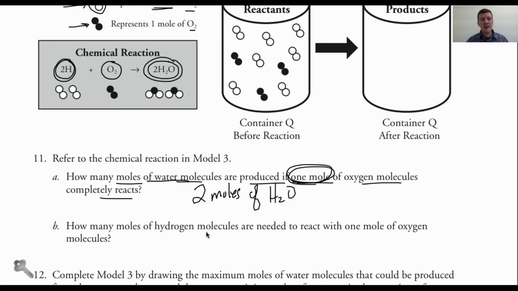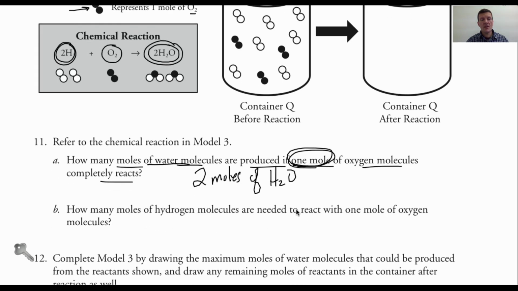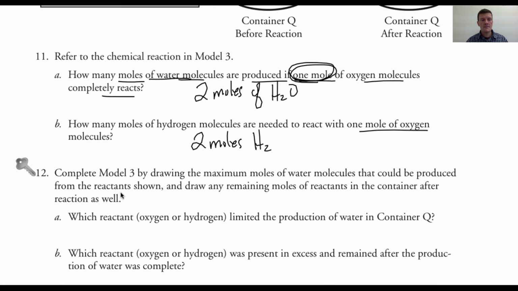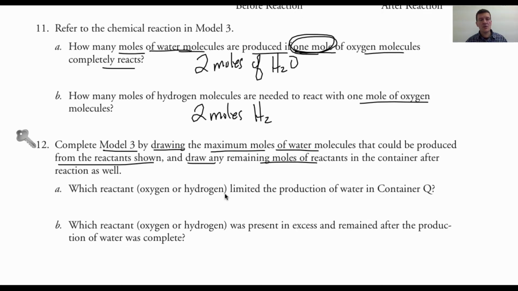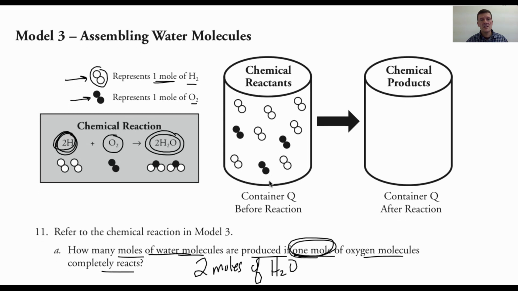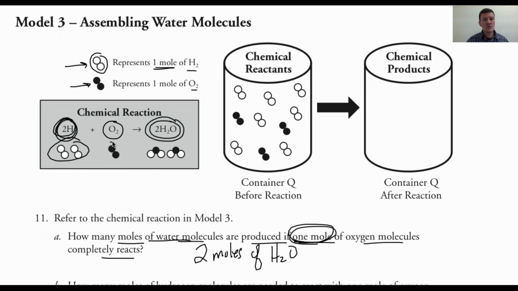How many moles of hydrogen molecules are needed to react with 1 mole of oxygen? So if you have 1 mole of oxygen, you need 2 moles of hydrogen. Okay, Model 3, let's see, we need to draw the maximum number of water molecules that can be produced from the reactants shown and draw any remaining moles of reactants in the container after the reaction as well. So basically, these are going to react in a 2-to-1 ratio.